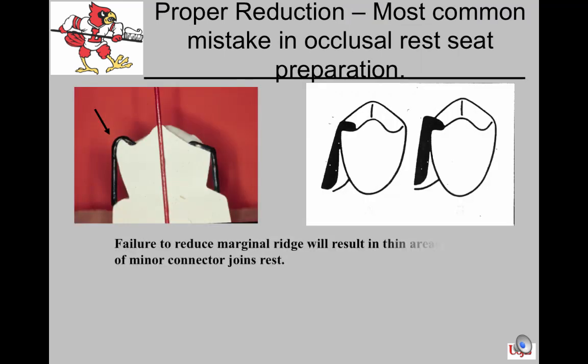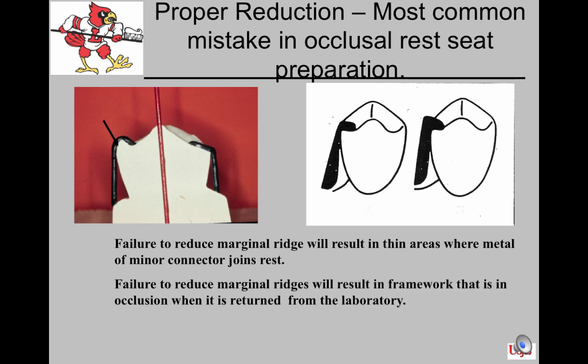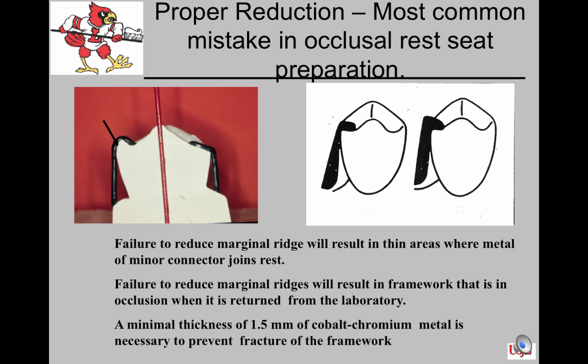Failure to reduce the marginal ridge will result in thin areas where the metal of the minor connector joins the rest. Failure to reduce the marginal ridges will result in a framework that's in occlusion when it's returned from the laboratory and tried in the patient's mouth. A minimal thickness of 1.5 millimeters of chrome cobalt metal is necessary to prevent fracture of the framework under function.